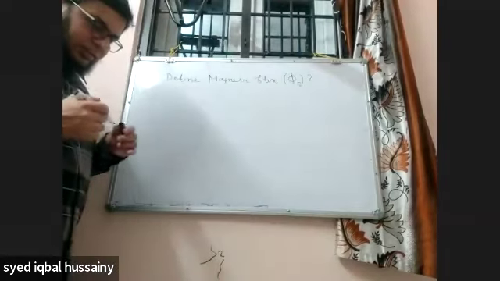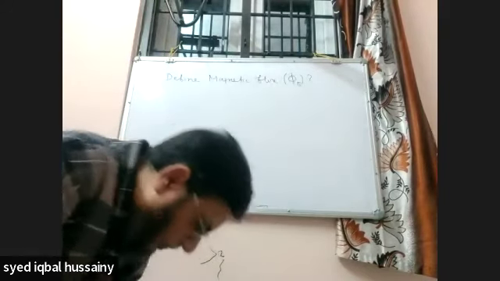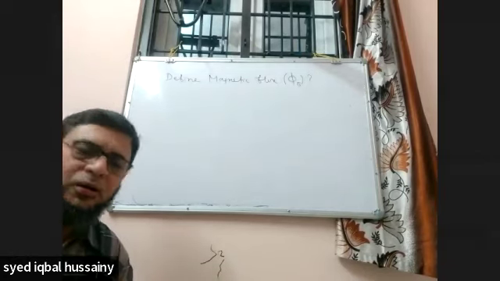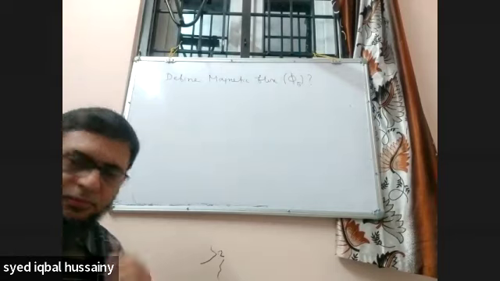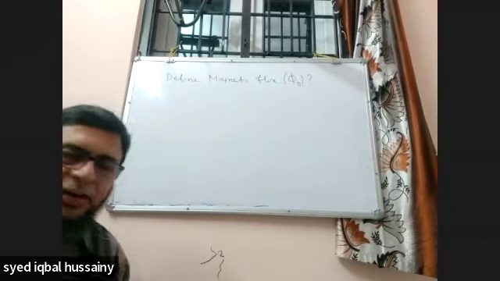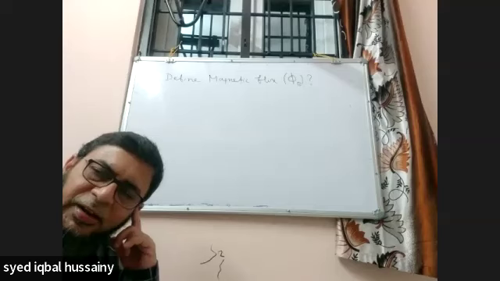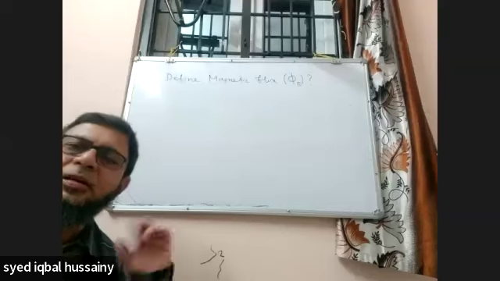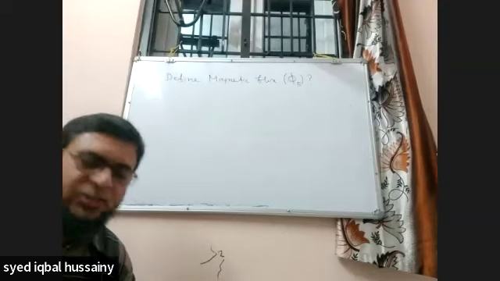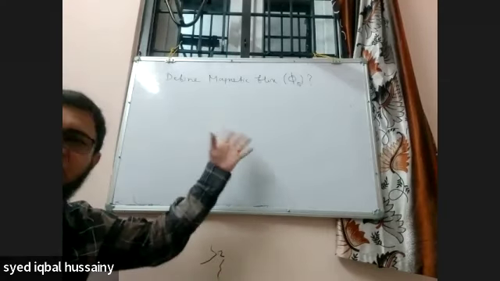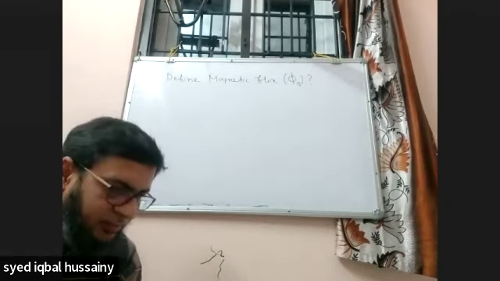Can anyone tell me what is the definition of electric flux? Define electric flux. First chapter, I told you, it has a direct relationship. Number of field lines passing through a given area is called electric flux. Now the same thing, can you change and modify here? What is magnetic flux?